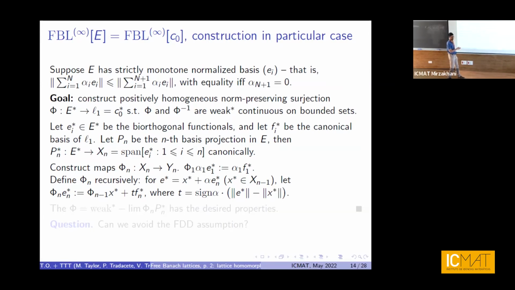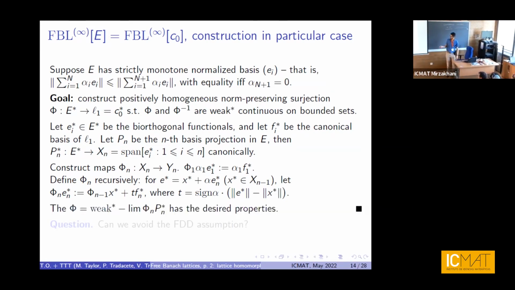And the reason we take this difference of the norms is that we want this phi n to be isometric. And this difference of the norms will be non-zero unless, of course, alpha is 0. But if alpha is non-zero, then this difference will be positive. So the map is well defined. The map phi n will then be bijective, and then we have to kind of glue them together.